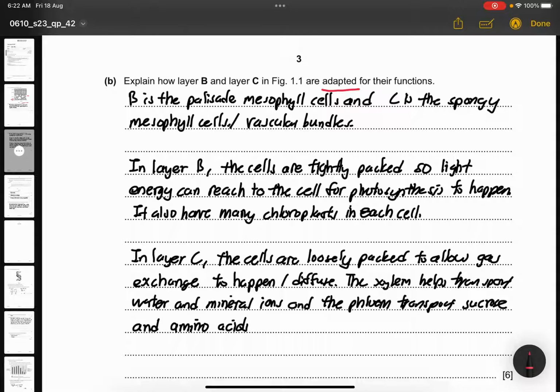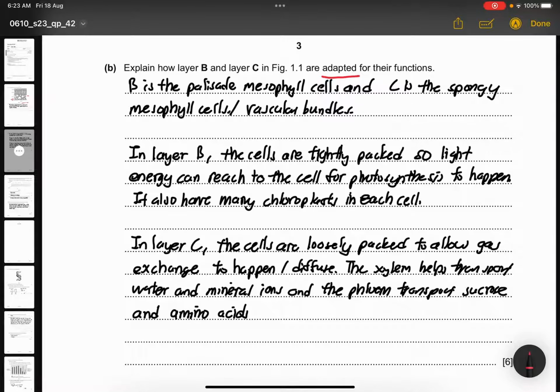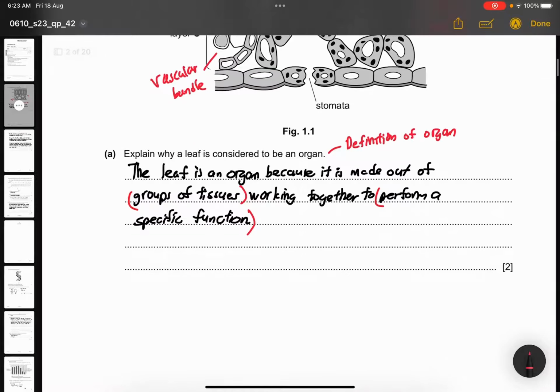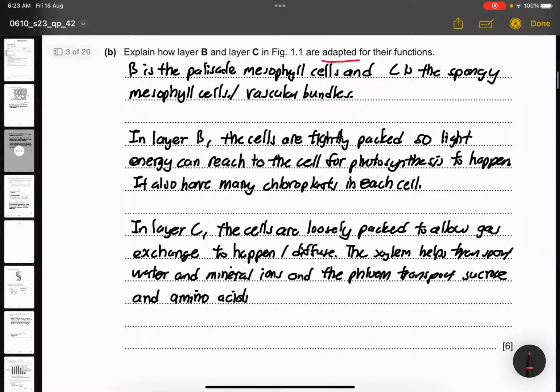In layer B, the cells are tightly packed, so light energy can reach the cells for photosynthesis to happen. It also has many chloroplasts in each cell. In layer C, the cells are loosely packed to allow gas exchange to happen and diffuse. The xylem helps to transport water and mineral ions, and the phloem transports sucrose and amino acids. So that's how you get your 6 marks, just basically stating the layers and then explaining their adaptations.